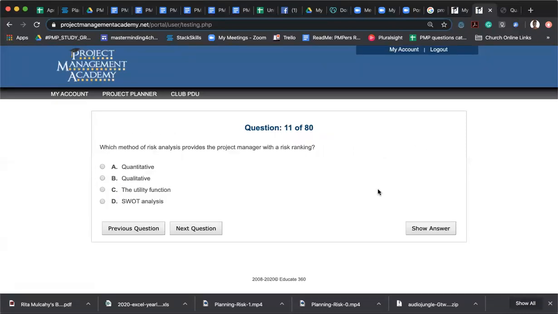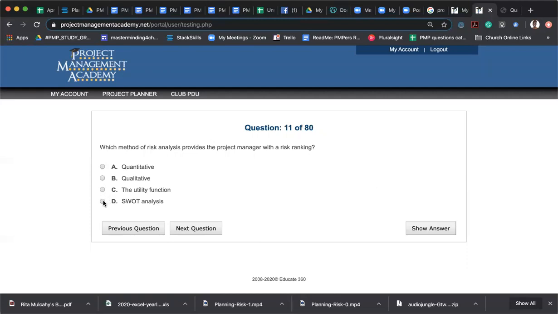Okay, well, which method of risk analysis provides a project manager with a risk ranking? A, quantitative; B, qualitative; C, the utility function; D, SWOT analysis. Oh, this, risk ranking. And risk. I think I'm just gonna go with SWOT analysis.